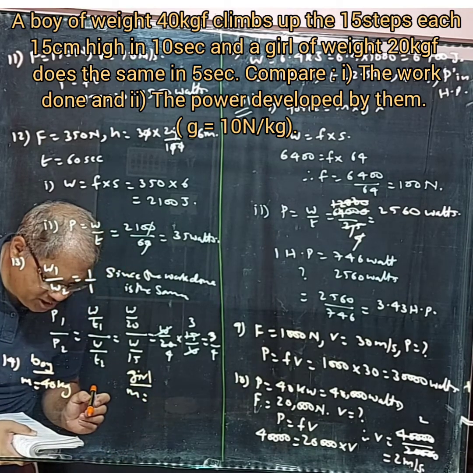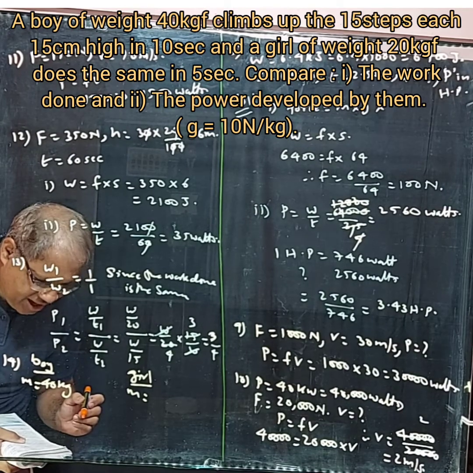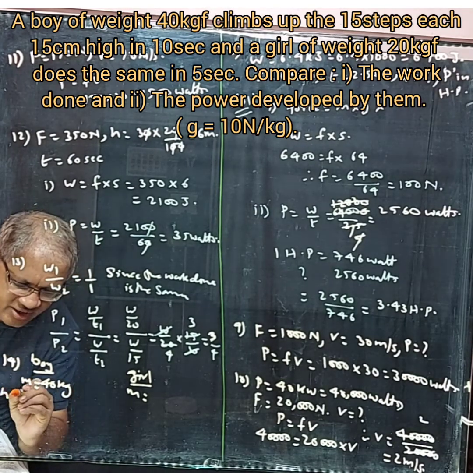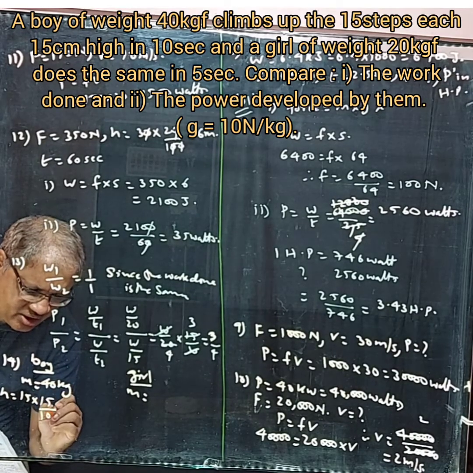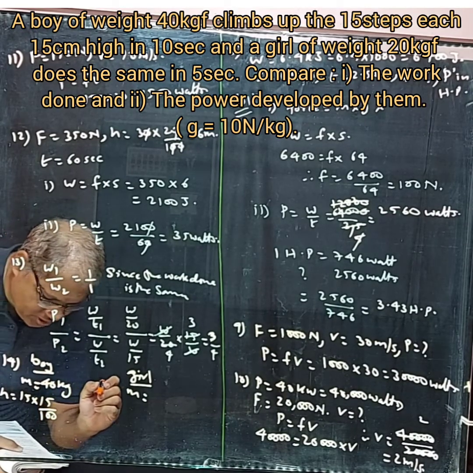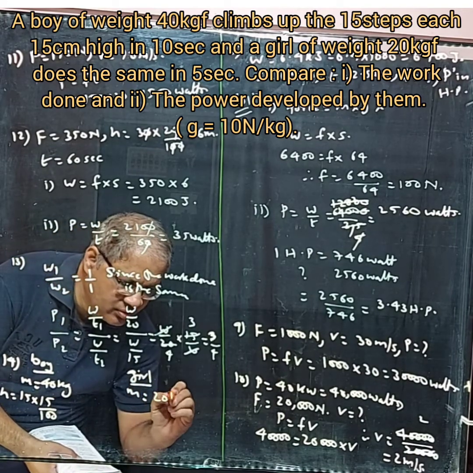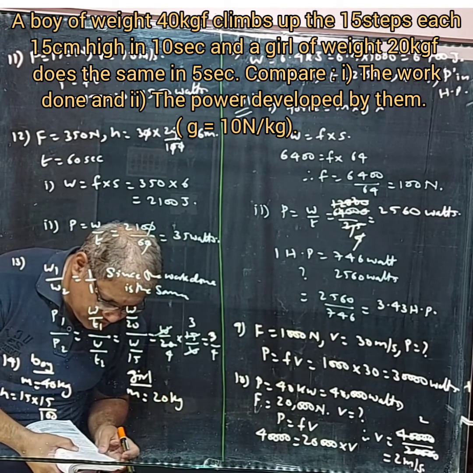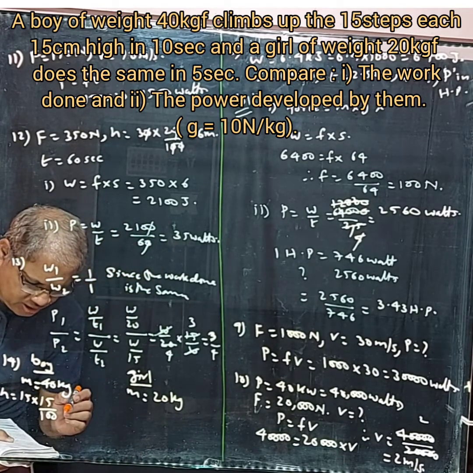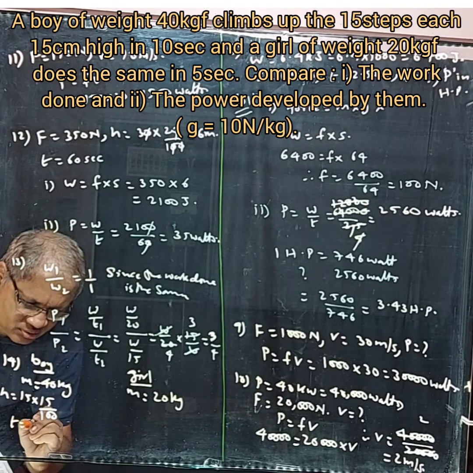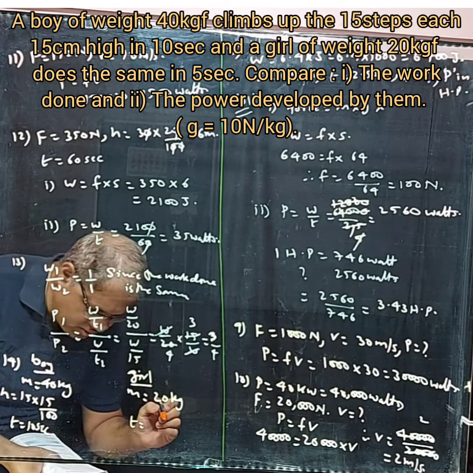The boy of 40 kg climbs up 15 steps, each of 15 centimeter high. So the height will be 15 steps, 15 centimeter high. Centimeter converted into meter. And the girl weighing 20 kgf does the same in 5 seconds. So the boy does the work in 10 seconds and the girl does the same work in 5 seconds.